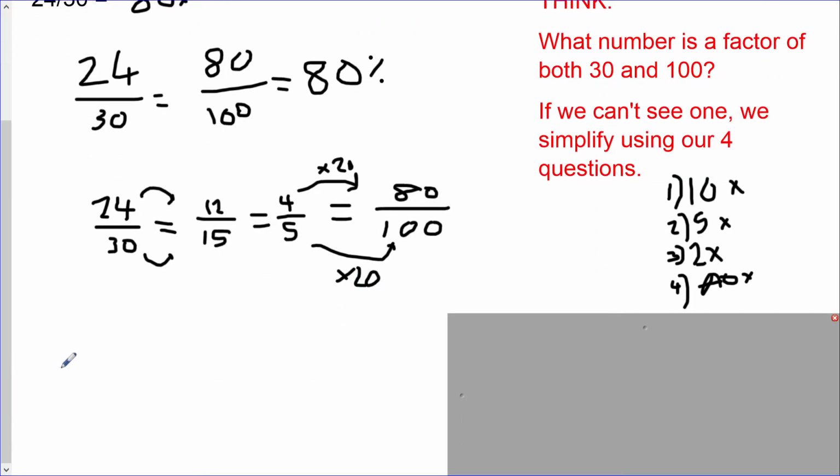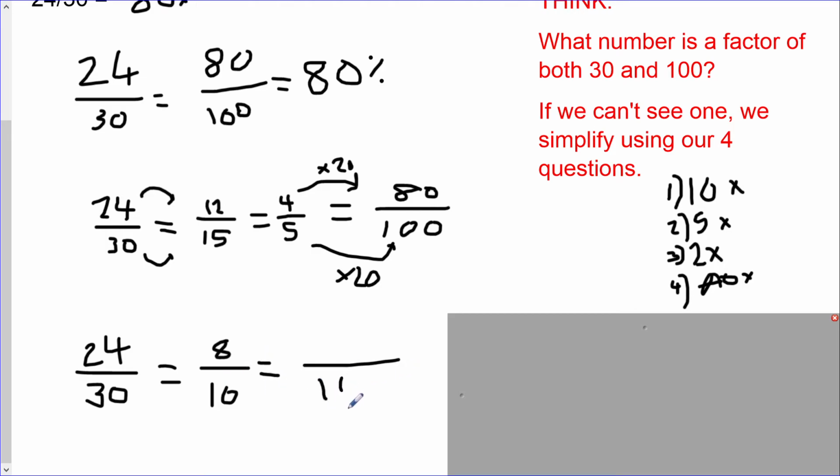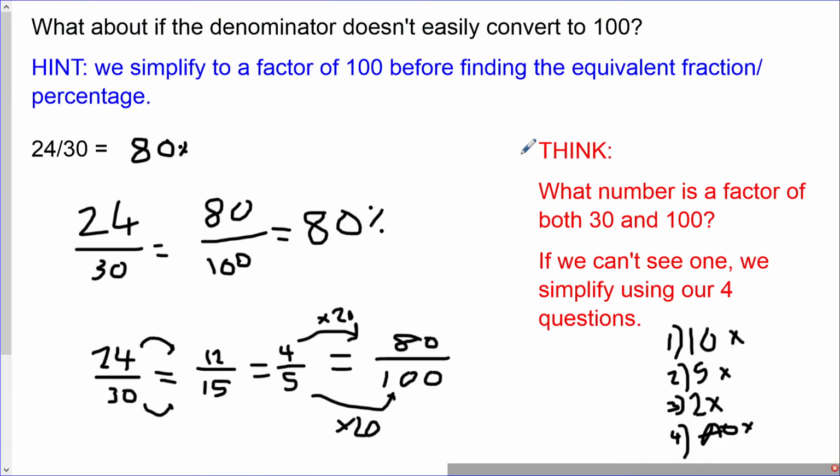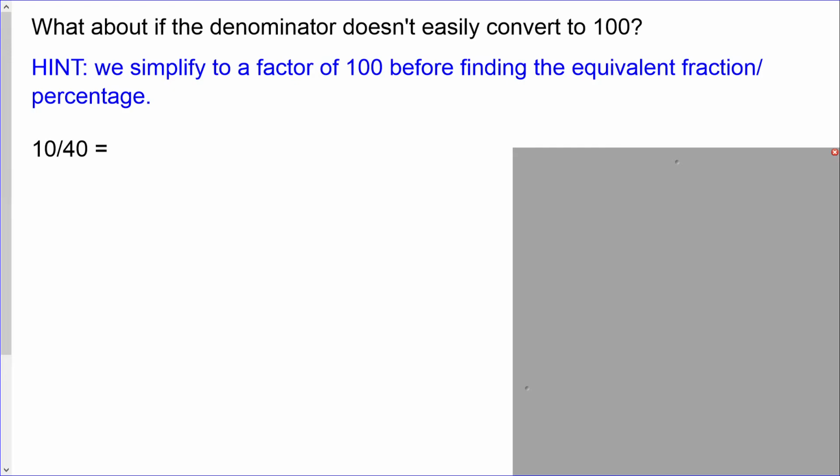Now some of you might have looked at 24 30ths and recognised a factor of 30 and a factor of 100. So a number that goes into both 30 and 100 is 10. And you might have gone straight and simplified to tenths by dividing by 3. And you'd have got 8 tenths, because you divide the denominator by 3 and the numerator by 3. Again, now you can go straight to the denominator of 100 by timesing by 10, and you would have got the same answer still. So if you can see a factor, use that, but if you can't, simplify using the 4 questions which we always use when simplifying. So let's look at the next one, 10 40ths.